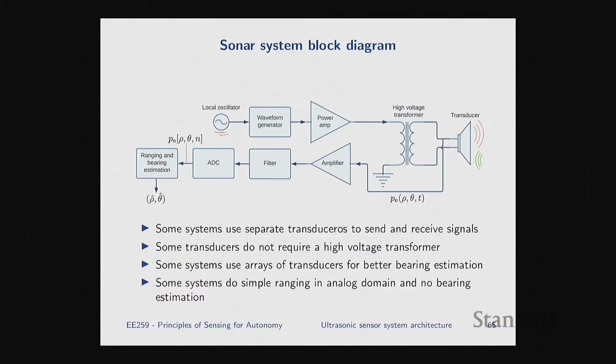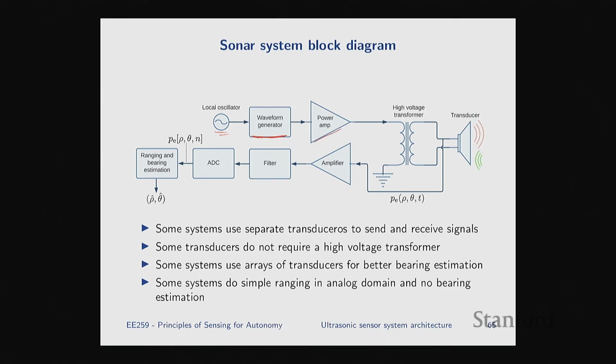So basically, on the transmit side, you have some local oscillator that generates the base frequency for your acoustic wave that you want to send. Then you have a waveform generator. We'll talk more about this, but you typically don't just send a pure harmonic. You send some sort of a pulse shape.